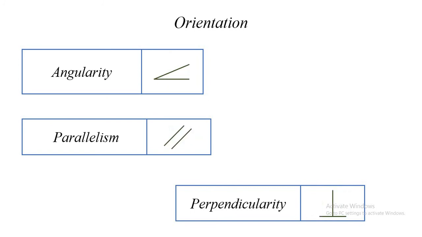Orientation. Angularity, it controls the orientation of a feature at a specific angle in relation to the primary datum in its datum reference plane. Parallelism, it controls the orientation of a feature which is nominally parallel to the primary datum of its datum reference frame. Perpendicularity, it controls the orientation of a feature which is nominally perpendicular to the primary datum of its datum reference plane.